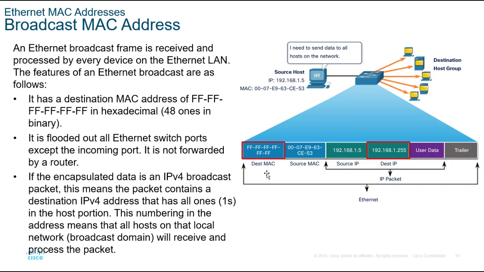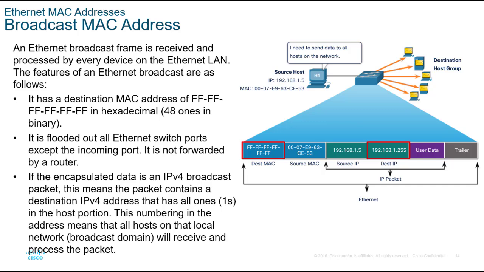When an Ethernet switch receives a broadcast frame, it will flood the frame out all Ethernet switch ports except the incoming port. That is one major difference between switches and routers, because routers will not forward a broadcast frame. This is because Layer 3 routers are the boundary of the broadcast domain and will therefore not forward Layer 2 broadcast frames.